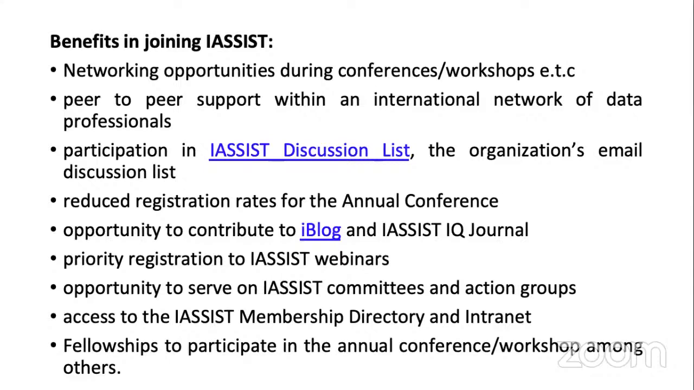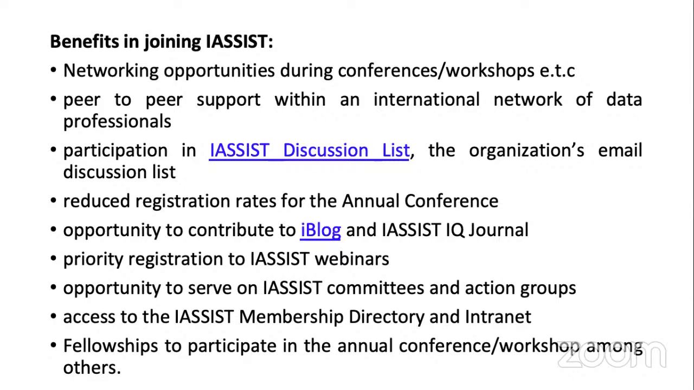Yes, we also have a number of committees where members are trained. I think one of the committees is here. So being a member, you're able to engage with other people in the community.